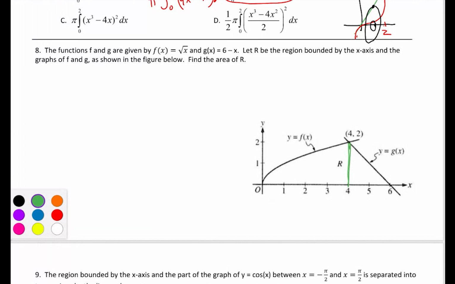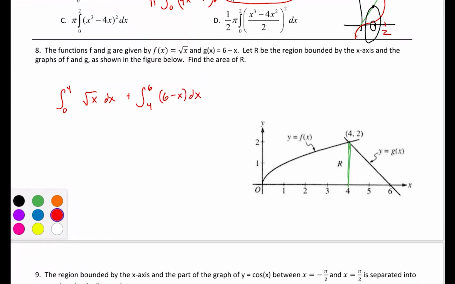Now, the left-hand area is going to be the integral from 0 to 4, and we're just going to integrate that square root of x. You know, this could easily be a non-calculator problem, it's looking like, dx. And then on the right-hand side, we've got the integral from 4 to 6 of 6 minus x dx.